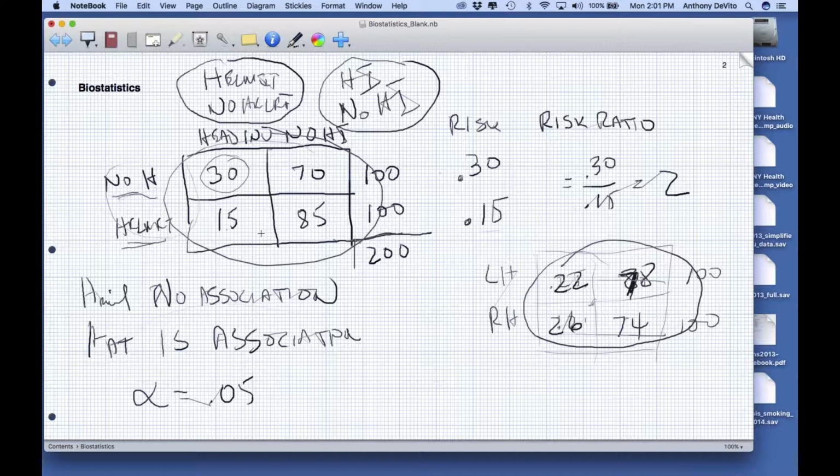Because how do I know that 30 and 15, maybe this one was really 20 and it read a little low, and this one was really 20 and it read a little high. It just happened on that day. We happened to get a lot of people with head injuries that weren't wearing helmets. How do I know that this difference is not coincidence or random chance? Okay, well, that's our job here. One way to measure this is risk ratio. There's another thing that we use called odds ratio, calculated in a similar way.